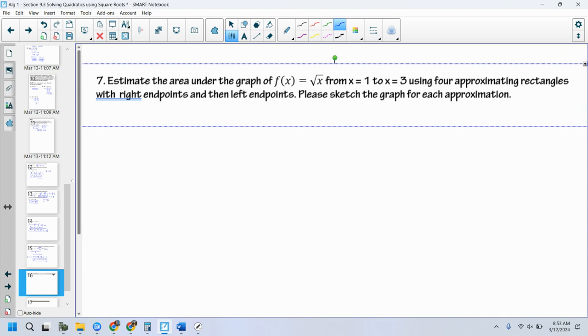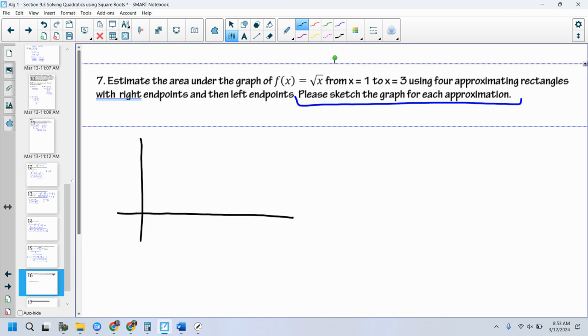Okay. So it says estimate the area under the graph of f of x is equal to the square root of x from 1 to 3. Let's start by just graphing that. I will ask you to sketch a picture. Right? I will ask you to sketch a graph of the approximation. Okay. So here, I know I got 1 to 3. Right, so here's 1, here's 2, here's 3. Space it out a little bit. And then look at your function. Okay, the square root of x.